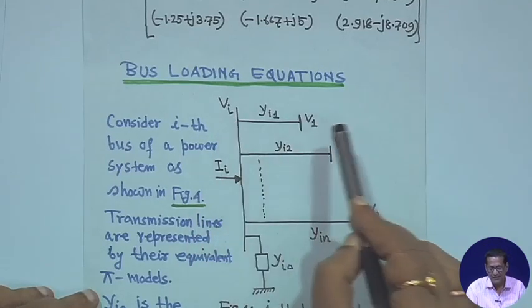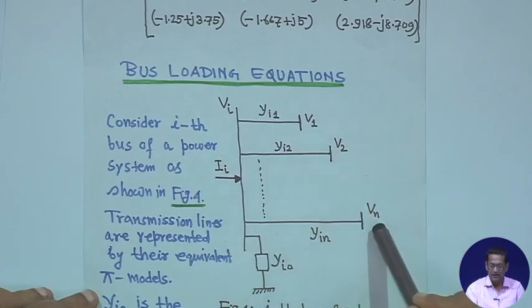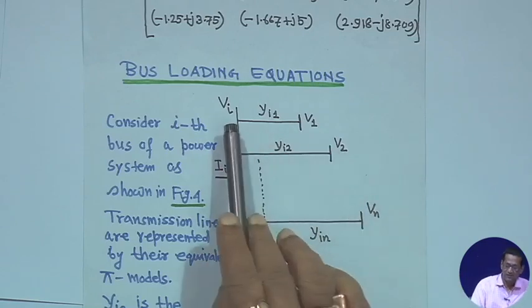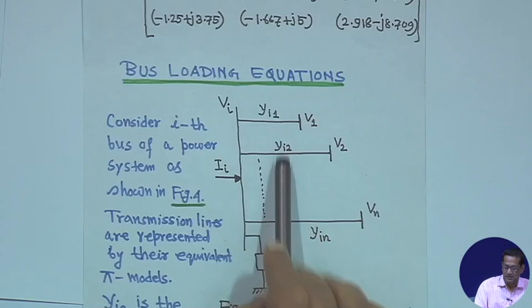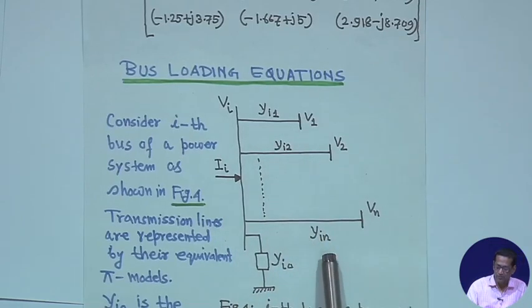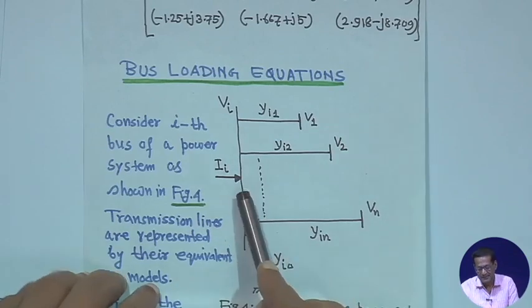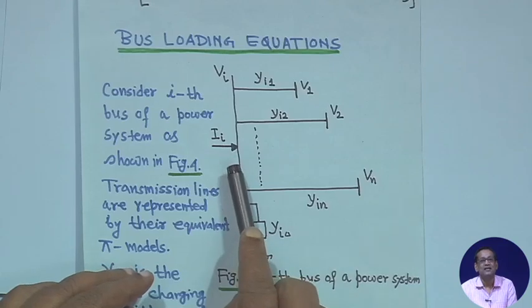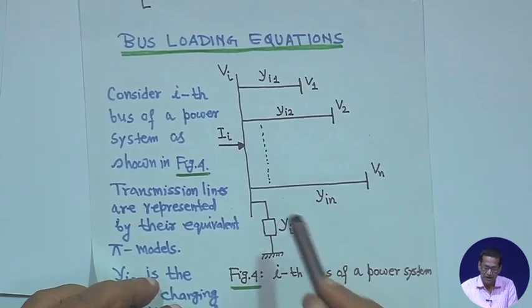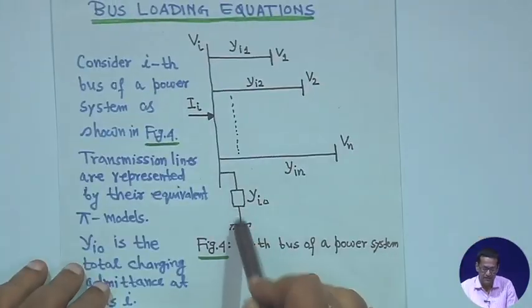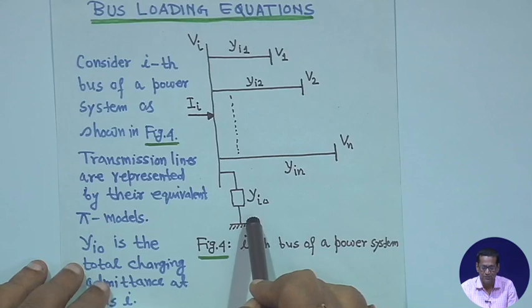So, the ith bus is connected to bus 1, bus 2 and bus n. So, in general we want to make a generalized thing, so 1 to n are connected. So, the admittances of all these lines are small y i1, y i2 and up to y in, right. And the current injection at this bus is capital I i, the current injection, right. And here the total charging, y i0, is the total charging admittance.